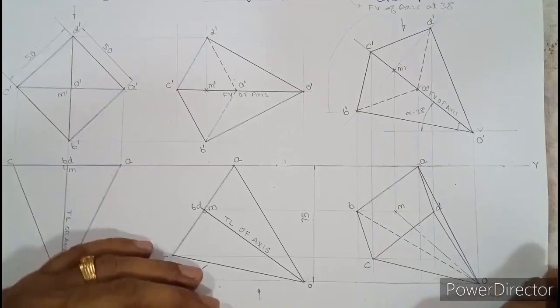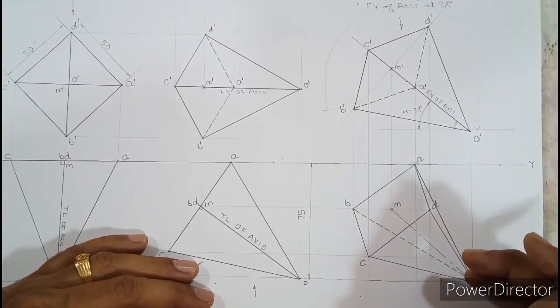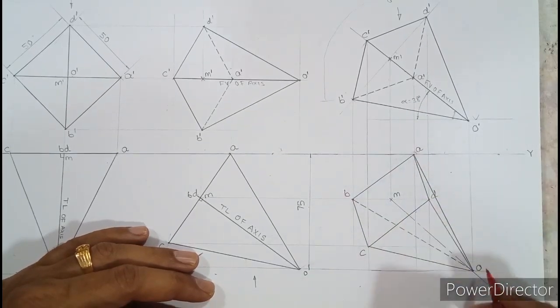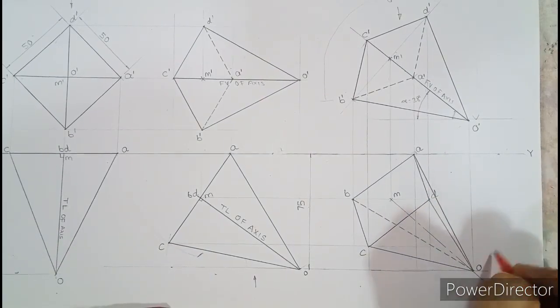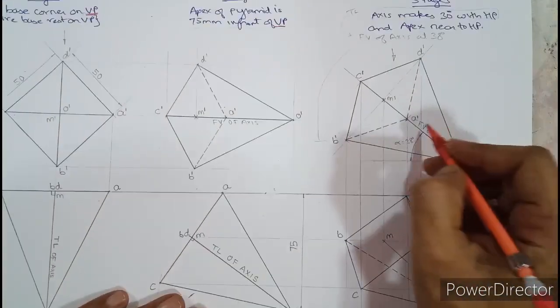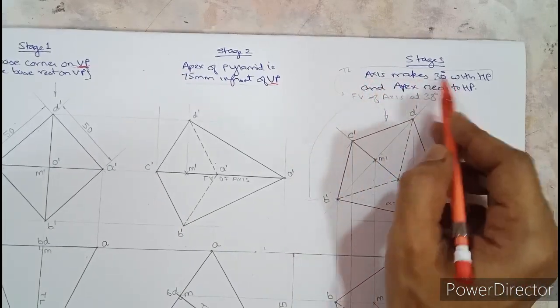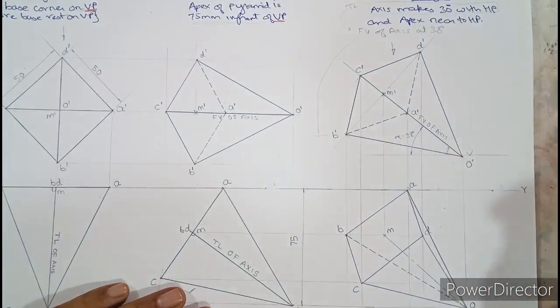Apex is 75 in front of VP. So look at the last stage. Whenever a point is in front of VP, you should be very clear that it is seen from the top view. So look in the top view. This is the apex O, which is 75 in front. No need to measure because you have projected the same O, so automatically this will also be 75. And finally, front view of the axis should make an angle. They want axis at 30 degree, true length of the axis. It means front view should be at 38 degree. That is what it is.